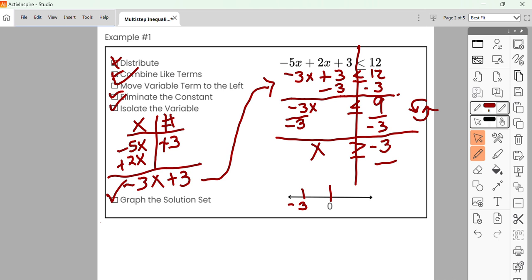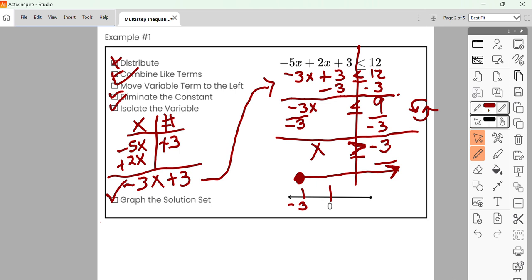If it's equal to, you need a filled in circle. If it were not equal to, it would be open. And then you're going to go in the direction that the inequality is pointing. So this means that -3 and every number larger than -3 is a solution to this inequality. So that's the solution set.